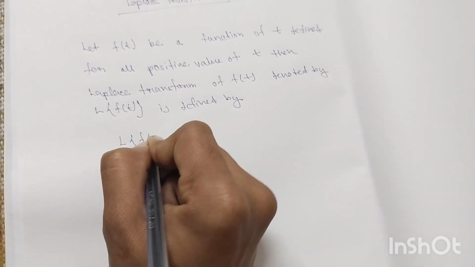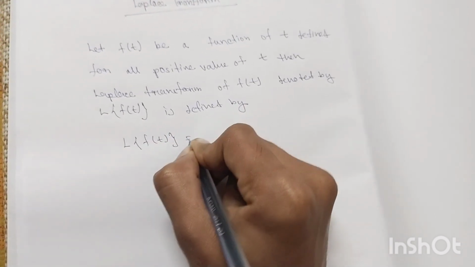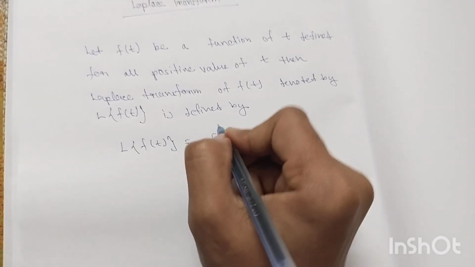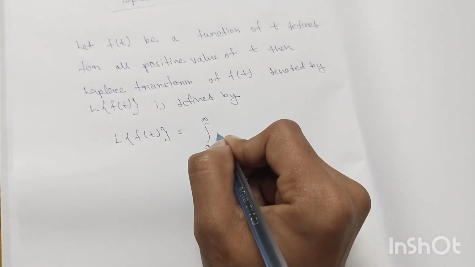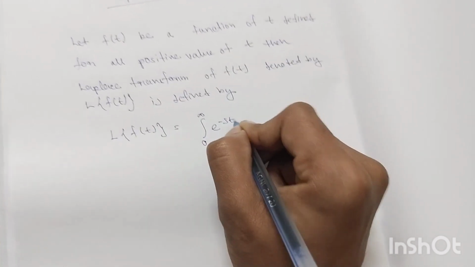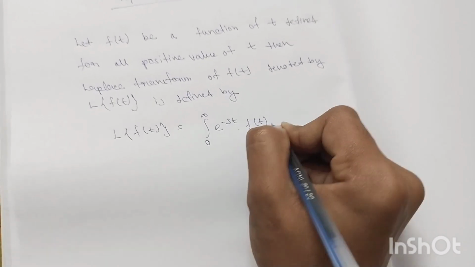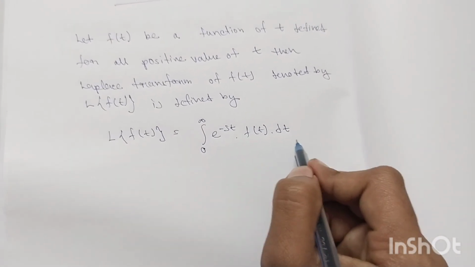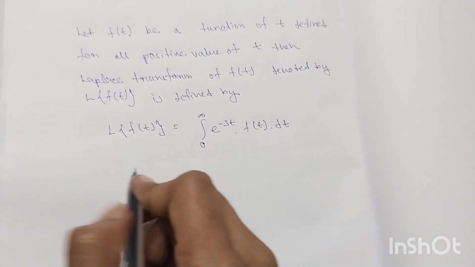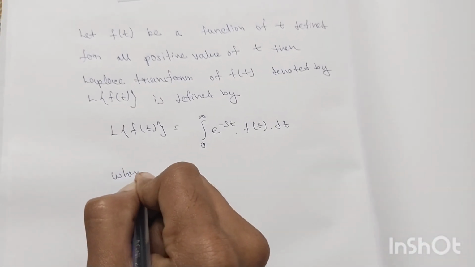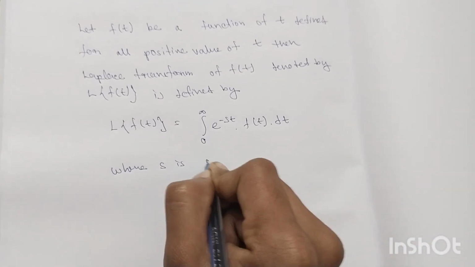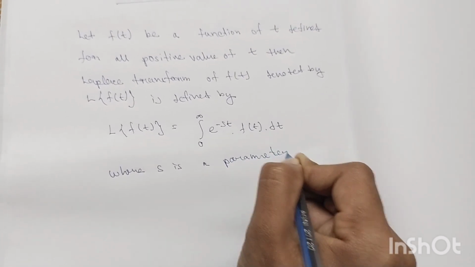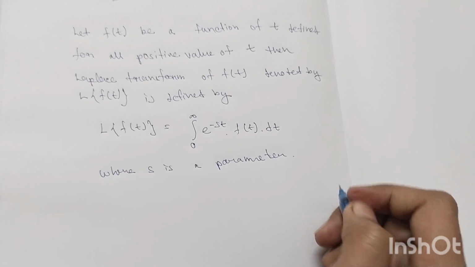Laplace transform of f of t is equal to integration of limit from 0 to infinity e to the power minus st into f of t into dt. So this is the general formula of Laplace transform, where s is a parameter.